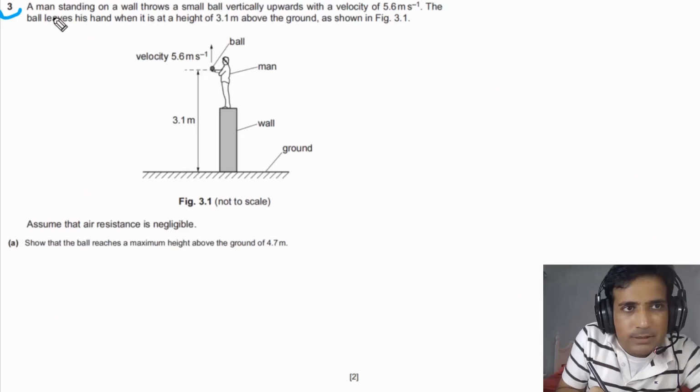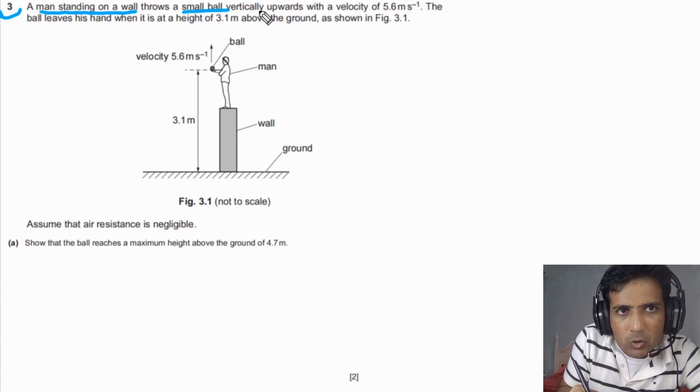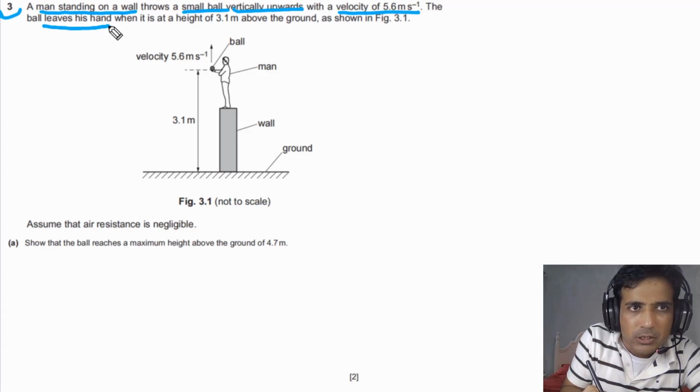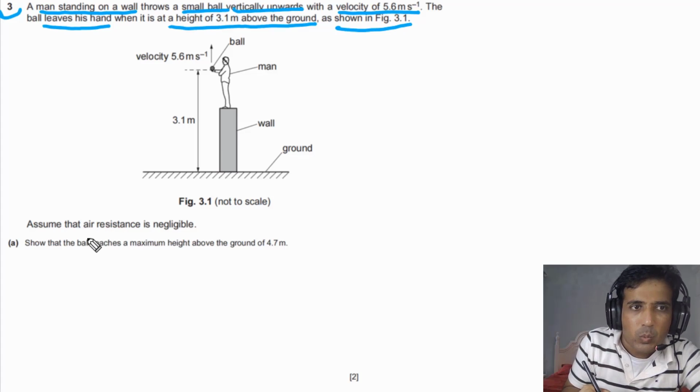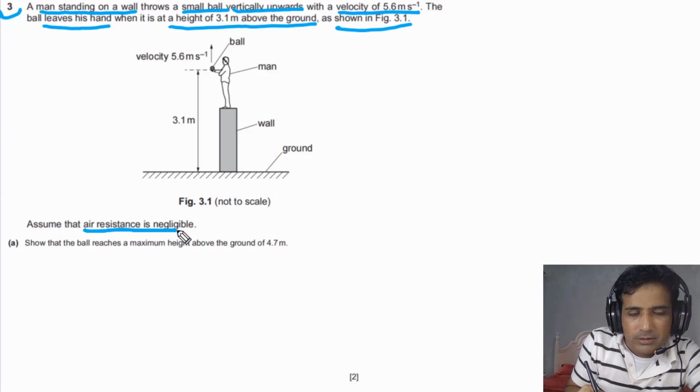For the third question, it is given to us: a man standing on a wall throws a small ball vertically upwards with a velocity of 5.6 meters per second. The ball leaves his hand when it is at a height of 3.1 meters above the ground, as shown in figure 3.1. Assume that air resistance is negligible.